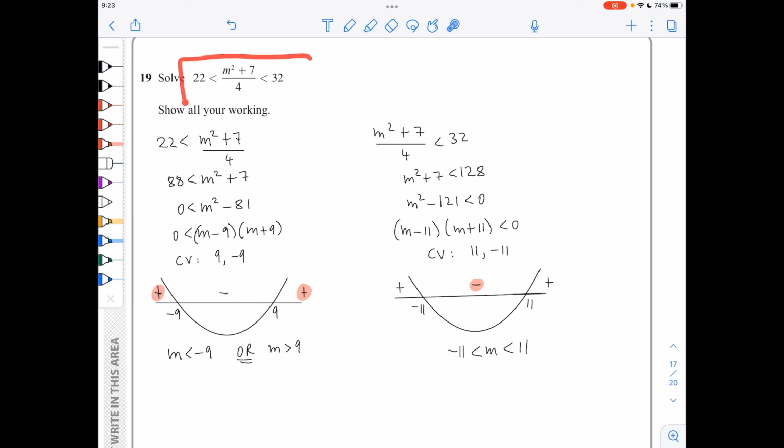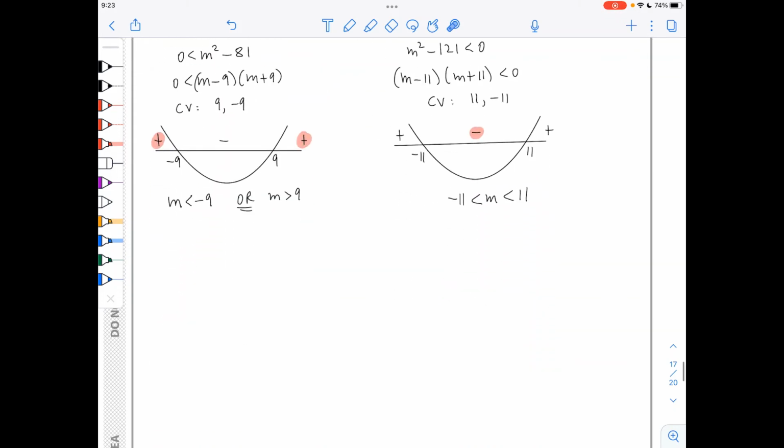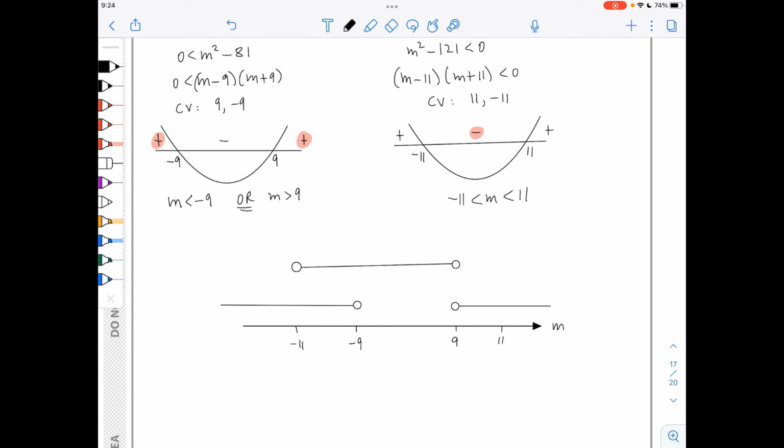And the solution to the original problem is essentially when both of these are being satisfied. So it's really useful if we could illustrate all of these on a number line here. For m, we've got -11, -9, 9, 11. We want to be greater than 9 or less than -9. And we want to be between -11 and 11. So here, here.